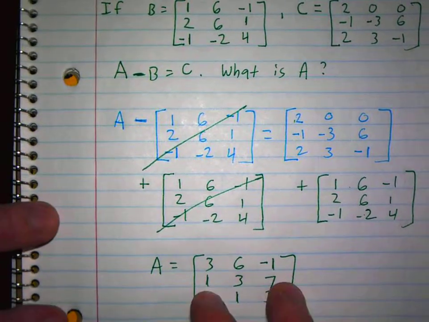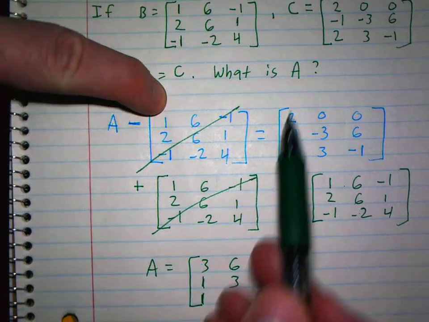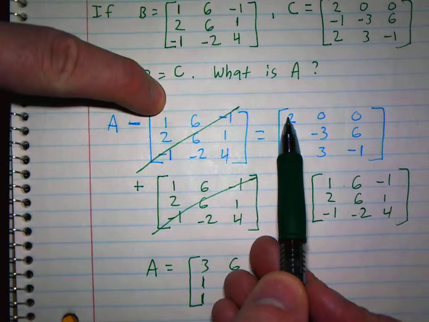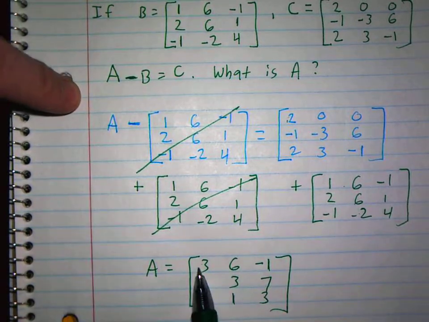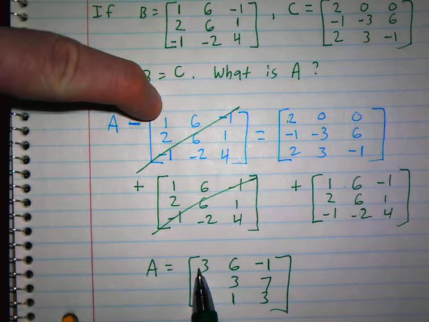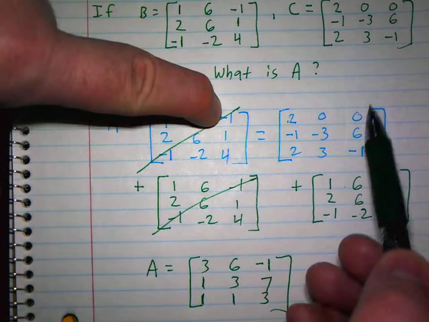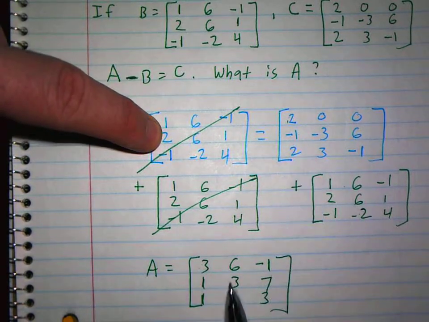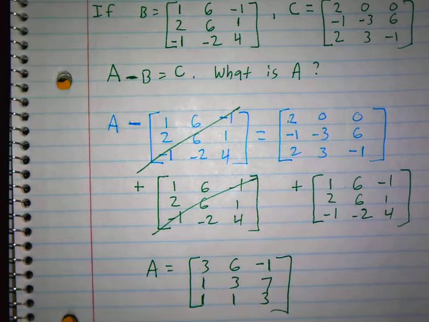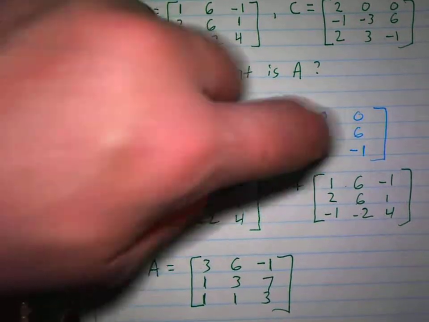So in other words, if I were to put this matrix right here, and I did 3 minus 1, wouldn't that be 2? If I put this matrix right here and plugged it in? 3 minus 1 is 2. 6 minus 6 is 0. Negative 1 minus negative 1 is 0. 1 minus 2 is negative 1. 3 minus 6, negative 3. 7 minus 1, 6, and so on, right? So that is the matrix I would put here so that when I subtract them, I get that matrix.